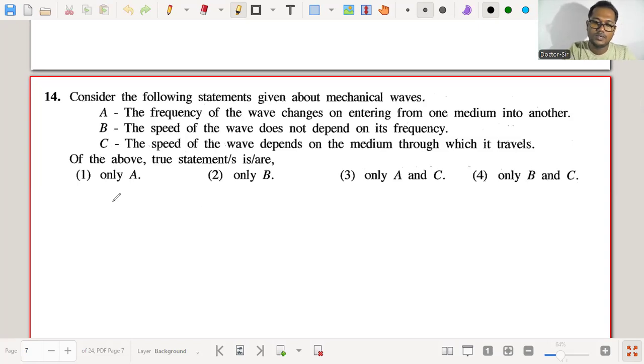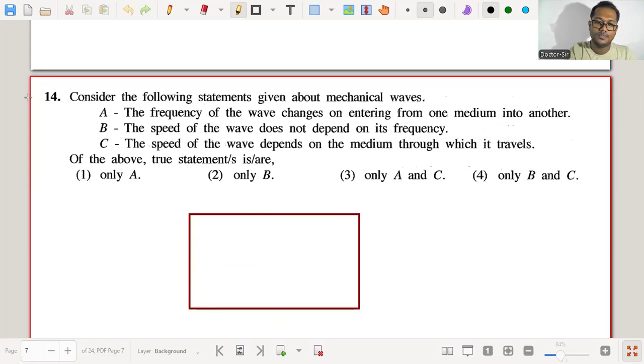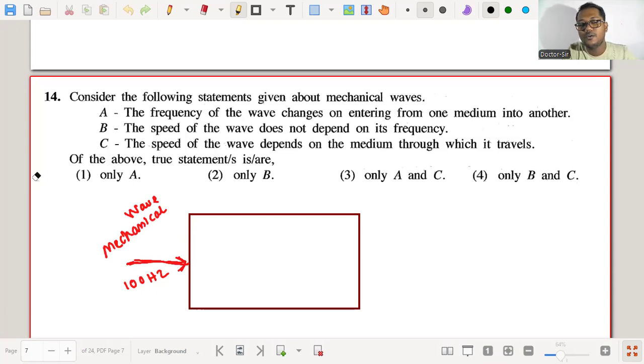So some concepts. If I take this as one medium, right? Now one mechanical wave is going to enter here. So think about this wave. It is coming with 100 hertz, okay? So 100 hertz. So what will happen to this wave?